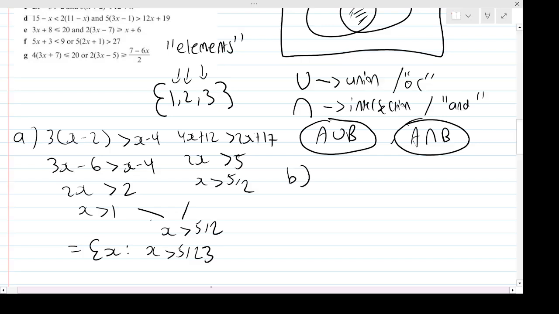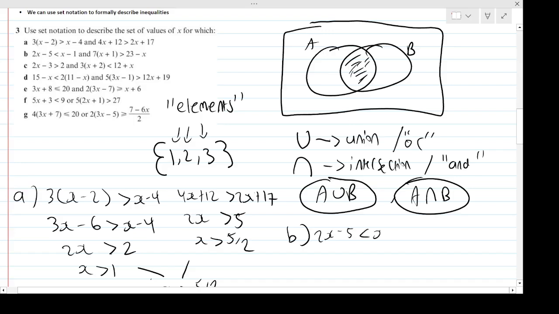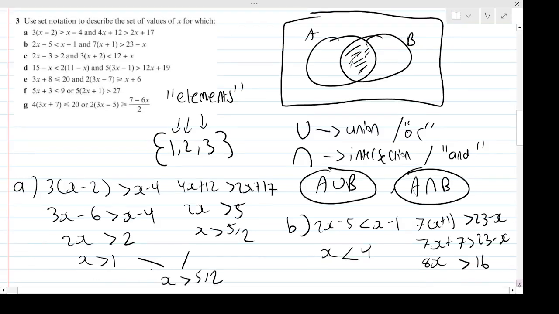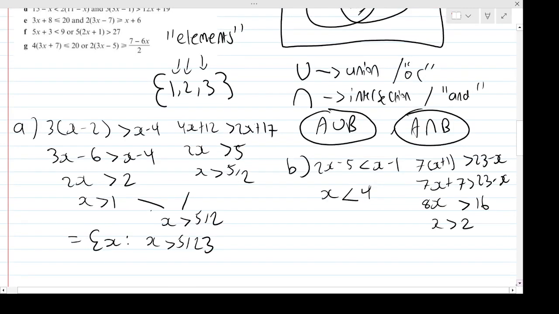Part B then. 2x minus 5 is less than x minus 1. So solve that one first. Take away the x from both sides to get x. Then I'm going to add 5 to get less than 4. Then we have 7 lots of x plus 1 is greater than 23 minus x. So let's expand this. 7x plus 7 is greater than 23 minus x. Then I'm going to add the x to both sides to get 8x, and then move the 7 to the other side to get 23 minus 7, which is 16, right? But then that means x has to be greater than 2.